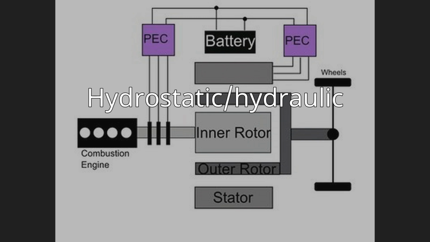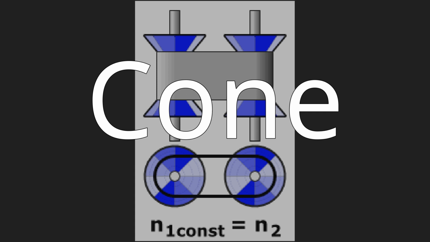Hydrostatic/hydraulic. Electric. Cone. A cone CVT varies the drive ratio by moving a wheel or belt along the axis of one or more conical rollers. The simplest type of cone CVT, the single cone version, uses a wheel that moves along the slope of the cone, creating variation between the narrow and wide diameters of the cone. Some cone CVT designs use two rollers.